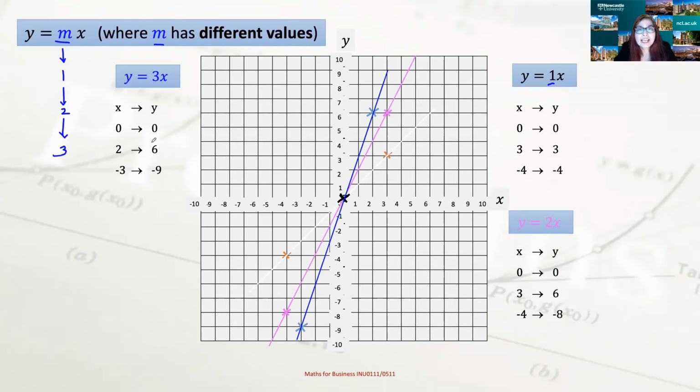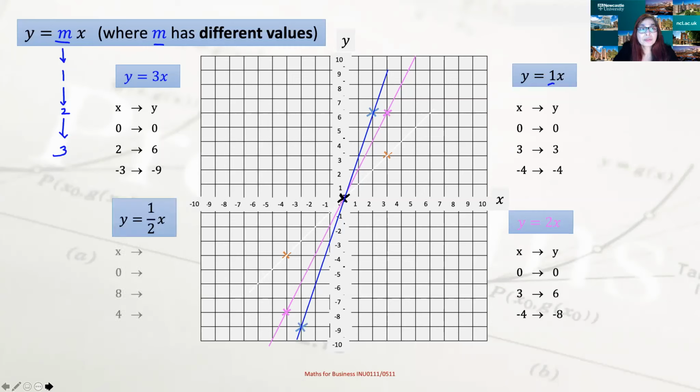What's happening? Is the line getting flatter or steeper? It's getting steeper. The steeper the line, the larger the gradient, because the gradient is a measure of steepness, isn't it? The steeper a line is, the larger the gradient, yeah?